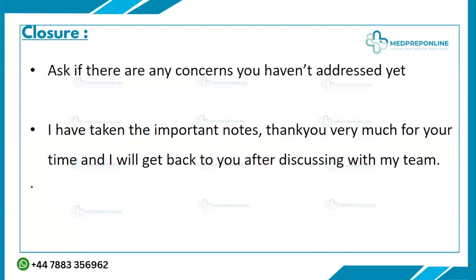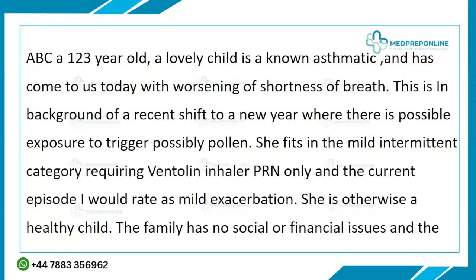Okay, so summarization is again a very important step. So I've just written a history, just supposing it's an asthmatic patient, a mild intermittent one. I'm sorry, are there any questions? Okay. So if you're dealing with an asthmatic child who has just come with a mild exacerbation, this is how you can go on with it.